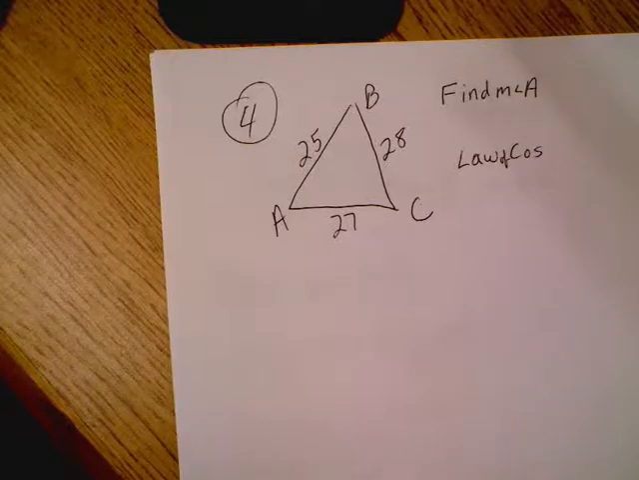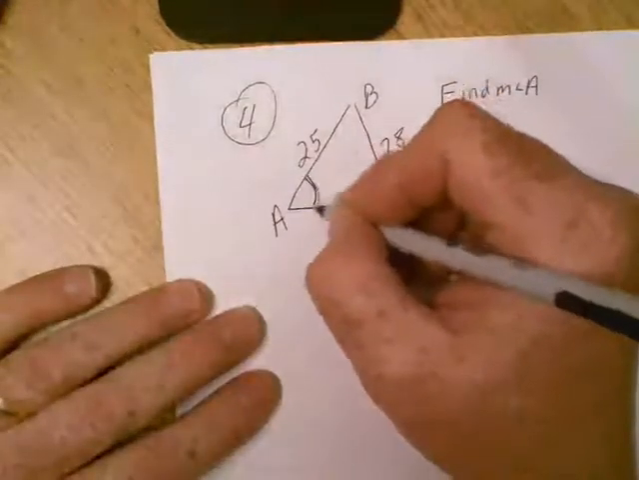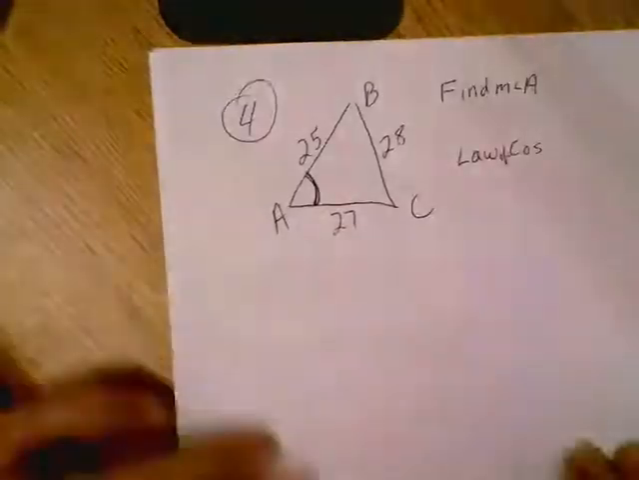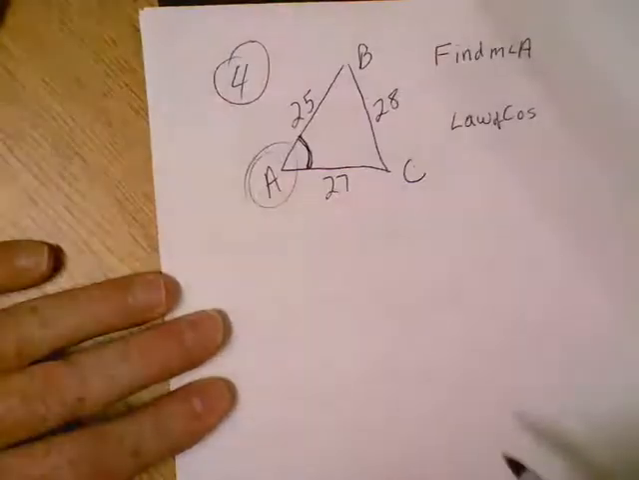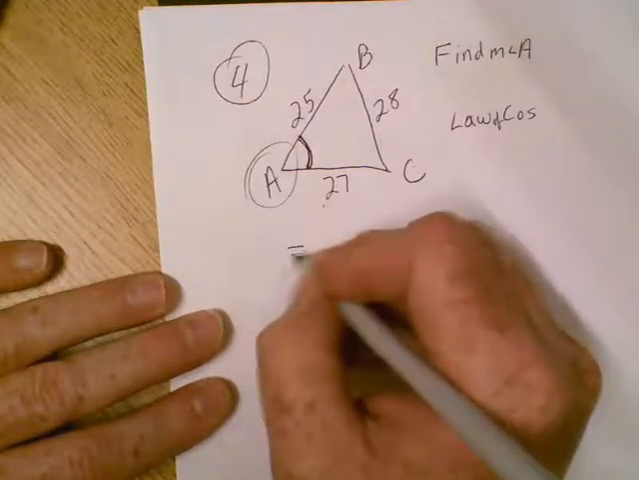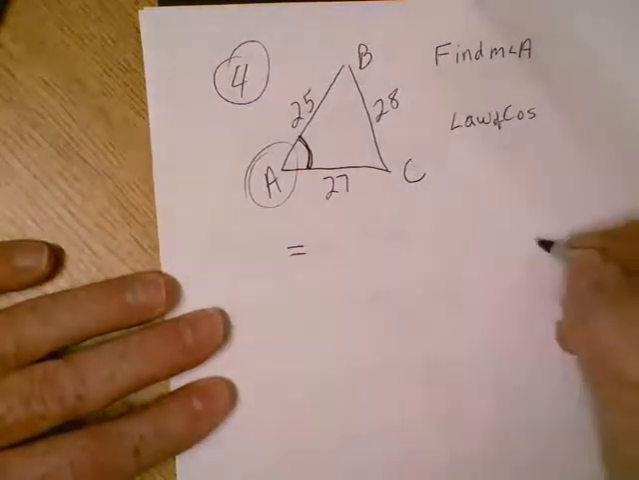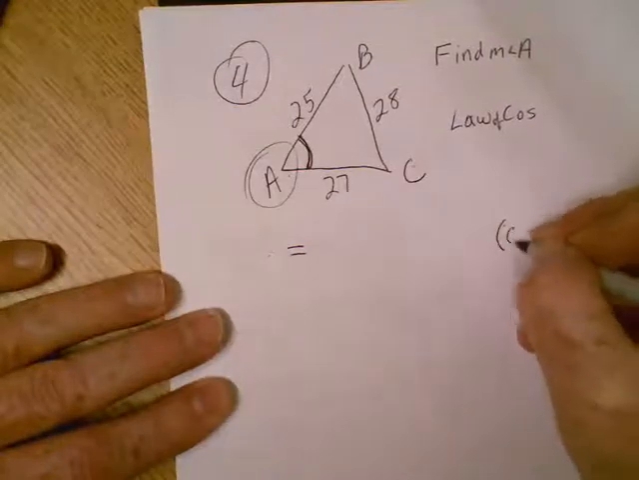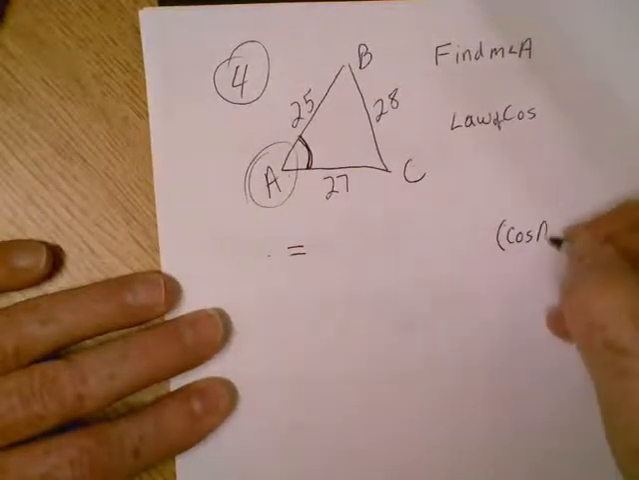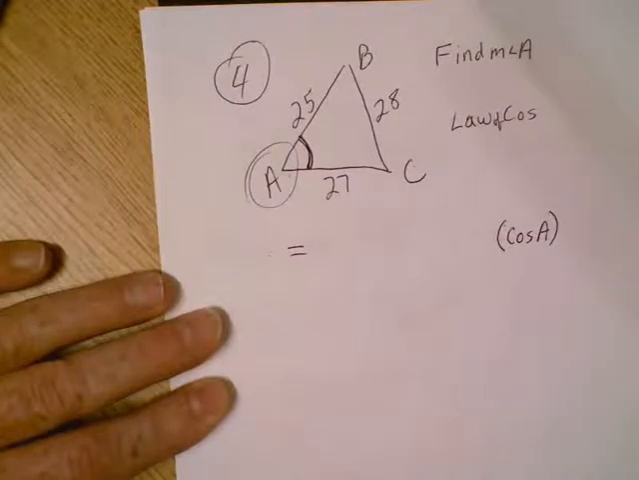This time they wanted us to find the measure of angle A, so I'm going to mark that. That's the angle we're trying to find. Remember, when you're setting up the law of cosines, you look at whatever it is that you're trying to find, and it either has to be on the far left or on the far right. Since we're looking for an angle, it's going to be on the far right. So I'm going to set it up over here, and it's going to say cosine of angle A. That's what we're looking for.